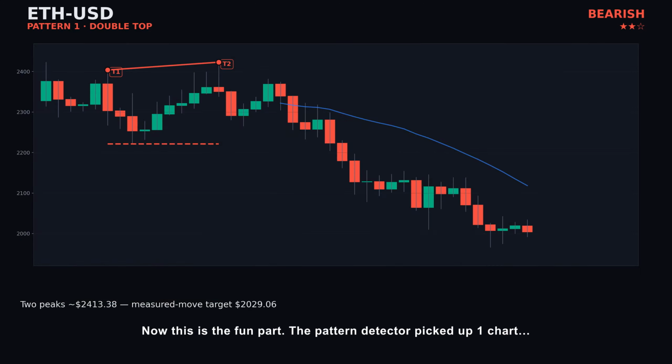Pattern number 1, this is the double top. It's a bearish formation with 2 out of 3 strength. Two peaks, 2413 to 38. Measured move target, $20.29.06. You can see on the chart exactly where the key swings line up. That's what confirms the structure, not just my word for it.